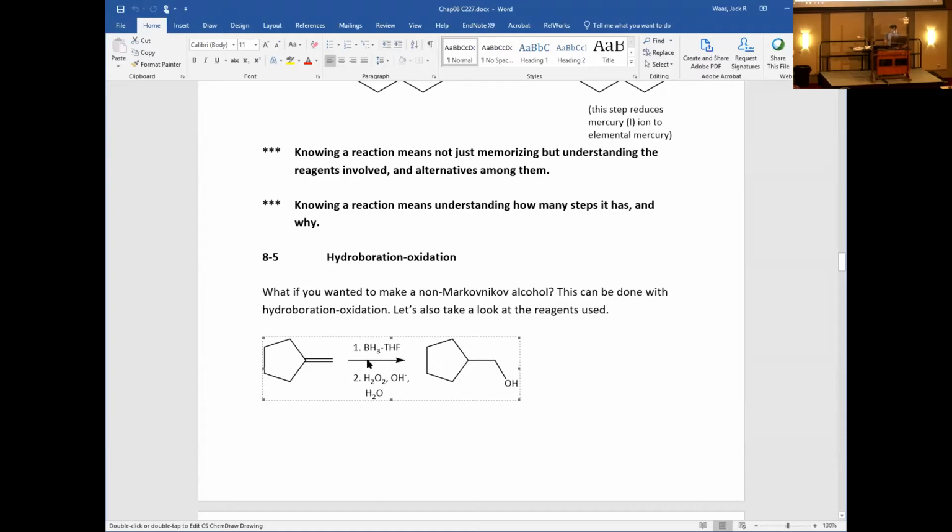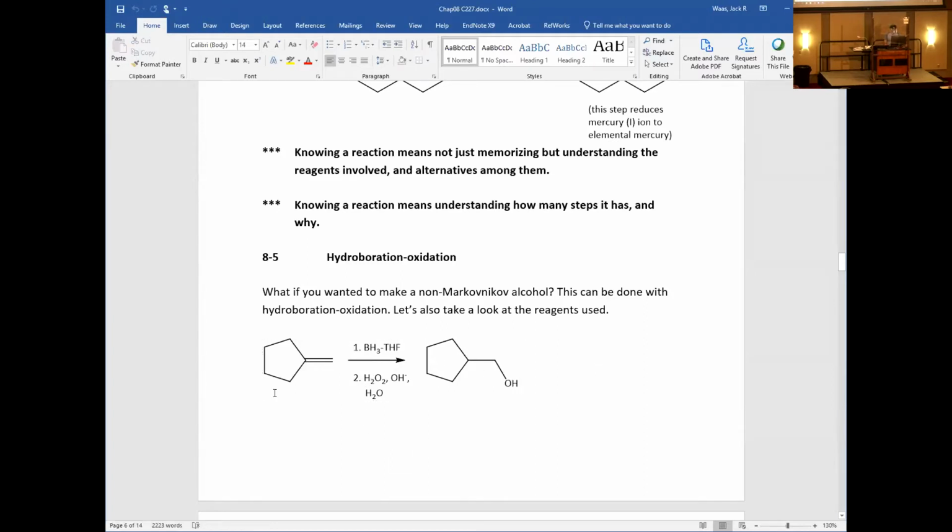But that's part of knowing a reaction, and I made that very clear in the class notes. Part of what it means to know a reaction is knowing when it's a multi-step process and when it's just you toss everything into one flask and let the chips fall where they may. So this is not a reaction like that. This is one that has multiple steps.